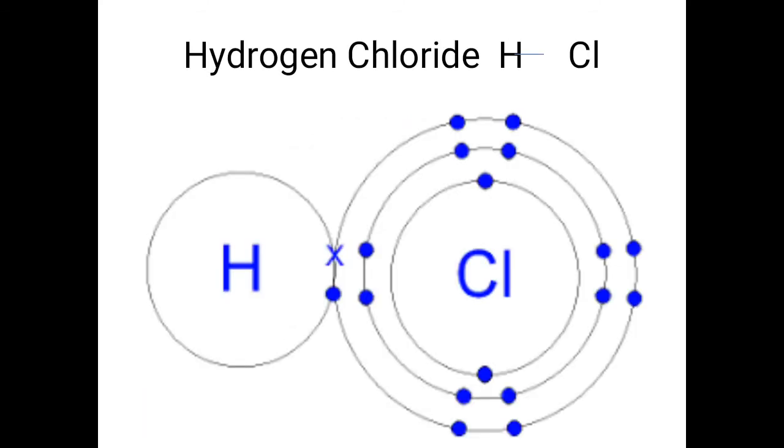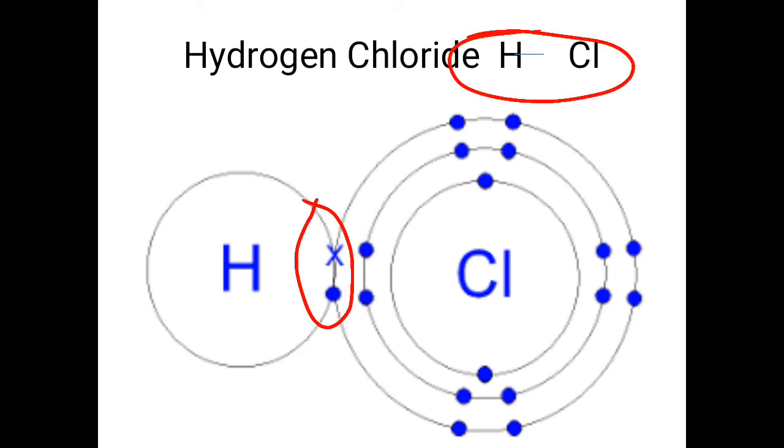Another example is the bond between hydrogen and chlorine in the hydrogen chloride molecule. As chlorine's atomic number is 17, you see these 17 electrons are distributed in 3 shells, and the third shell is the outermost shell, which has 7 electrons. So these 7 electrons need only 1 more electron to complete the octet. So here the chlorine atom is sharing an electron pair with hydrogen, so a covalent bond is formed.